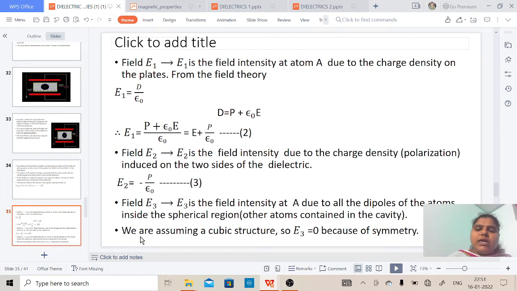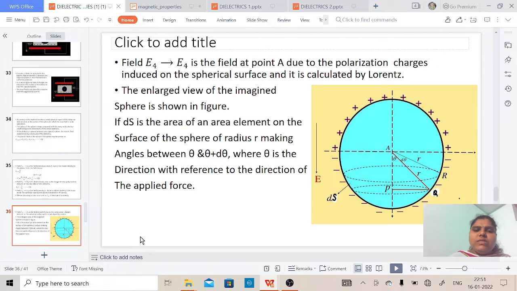So we are considering a small region, and we are assuming a cubic structure. So E3 equals 0 because of symmetry. If the structure is cubic, then E3 is 0. E4 is the field at point A due to the polarization charges induced on the spherical surface, and it is calculated by Lorentz. So finally, there are four fields.